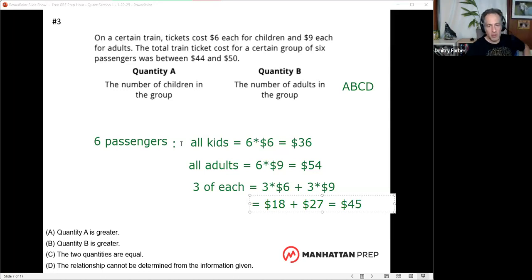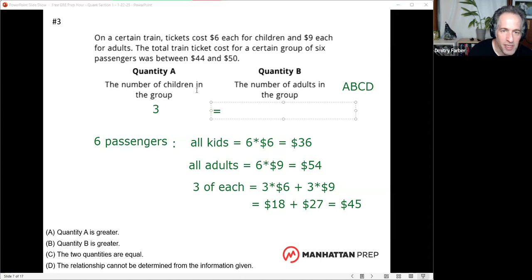Now that's a really interesting result. $45 is in between 44 and 50. So I found that they could be equal. I could have 3 kids, 3 adults. These are equal. Does that prove C? No, it just proves that they can be equal. So what it does is it disproves A and B.